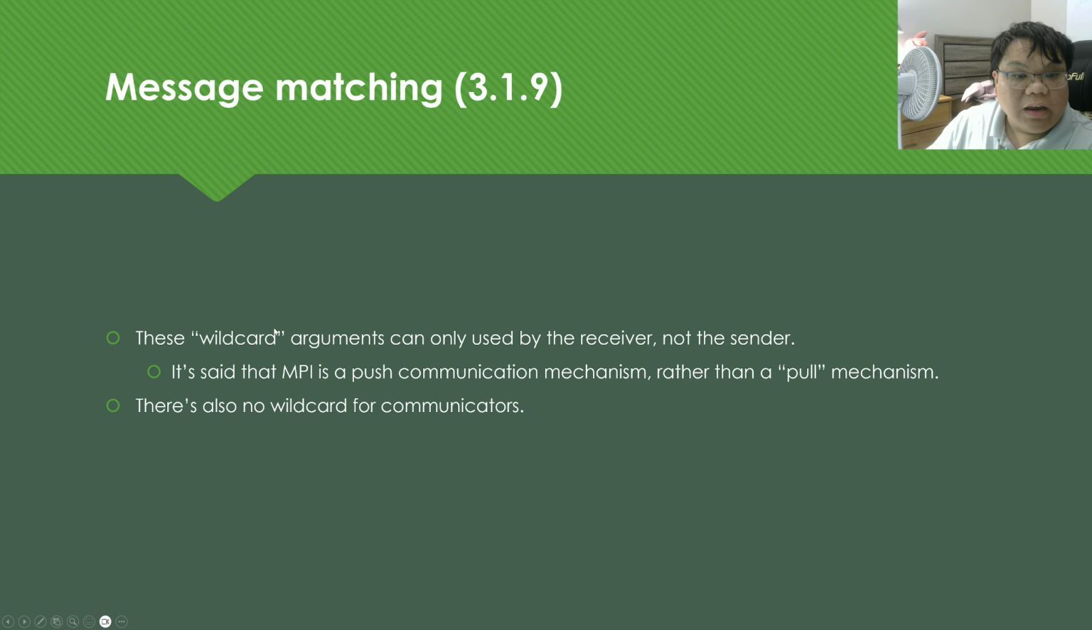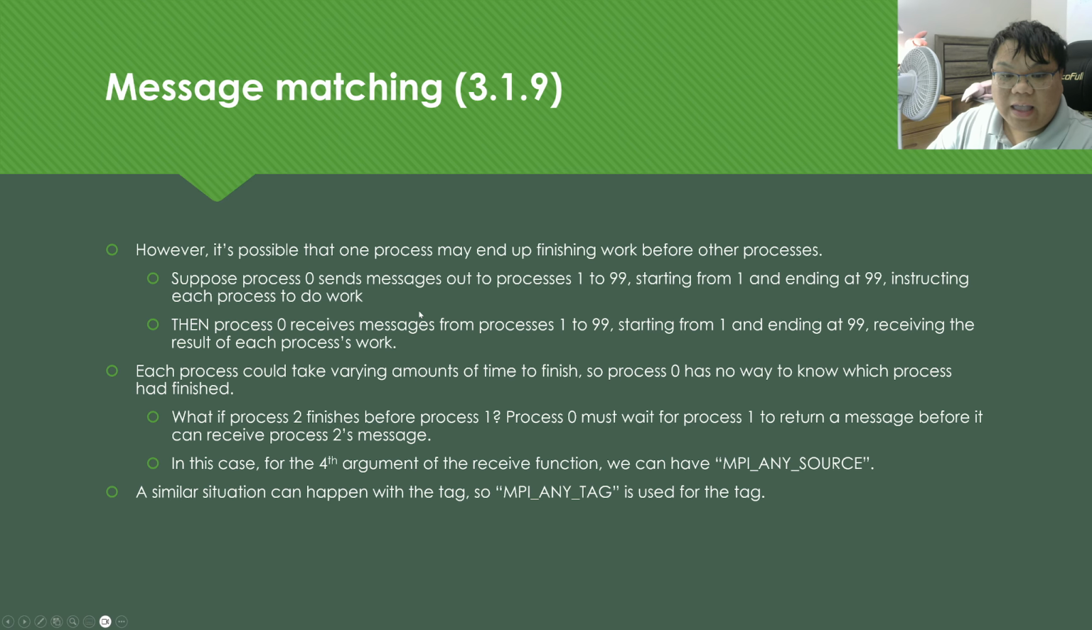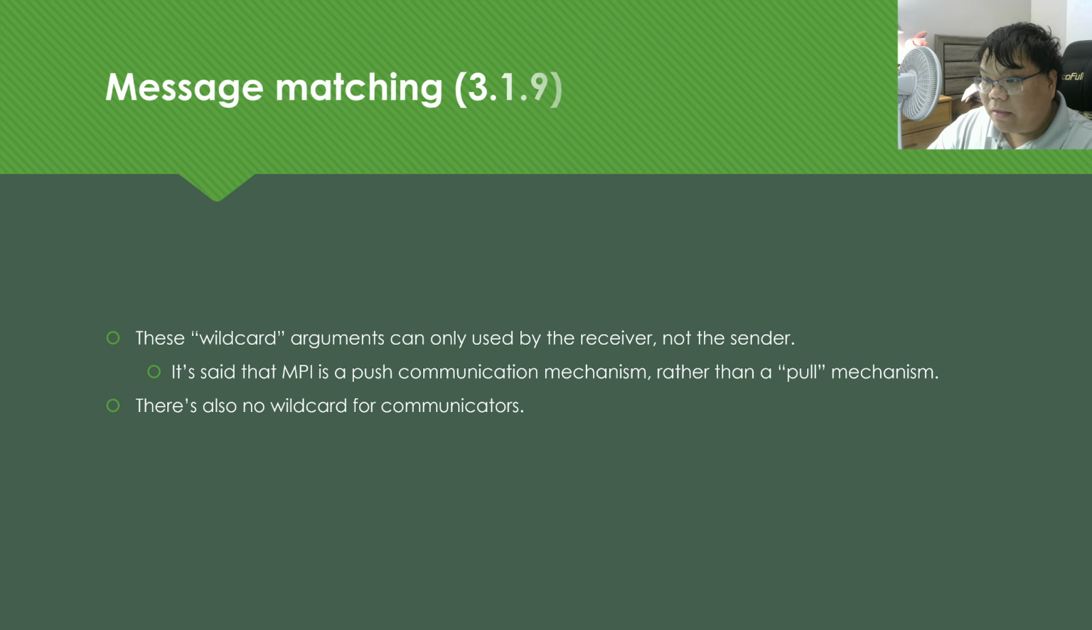These wildcard arguments can only be used by the receiver, not the sender. Also, there's no wildcard for communicators. There is no such thing as an MPI any com. Only MPI any source and MPI any tag. So, yeah, that is the basics of what we're going to be doing.